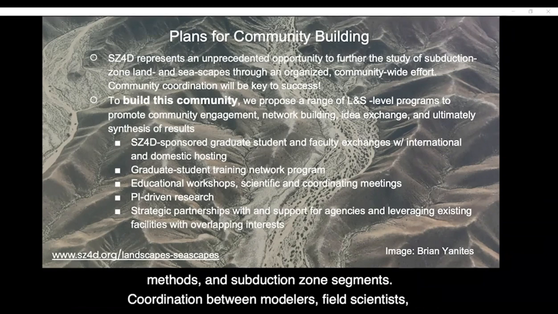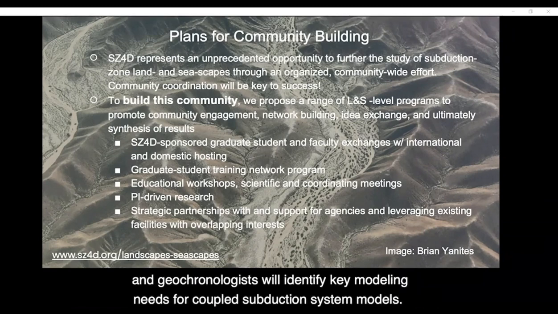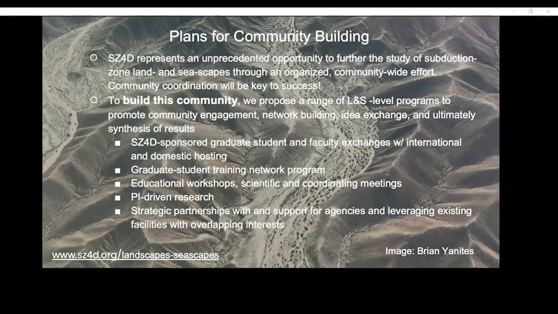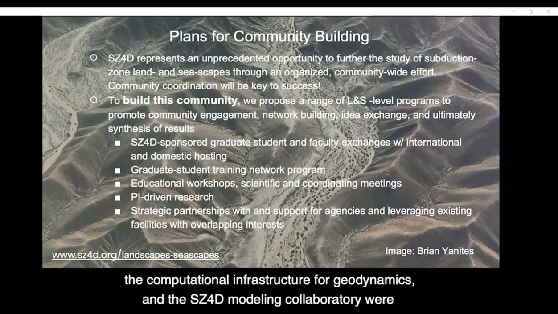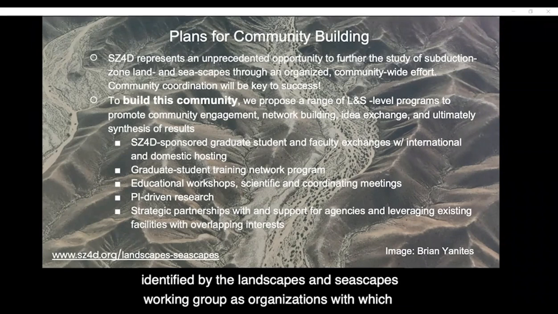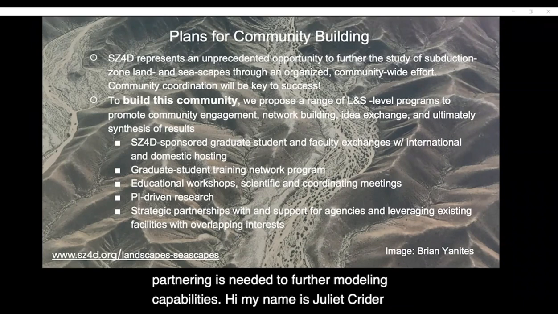Coordination between modelers, field scientists, and geochronologists will identify key modeling needs for coupled subduction system models. Organizations such as geochron.org, the Community Surface Dynamics and Modeling System, the Computational Infrastructure for Geodynamics, and the SZ4D Modeling Collaboratory were identified by the Landscapes and Seascapes Working Group as organizations with which partnering is needed to further modeling capabilities.